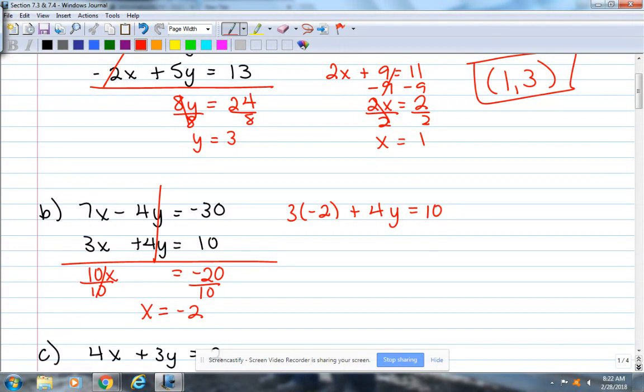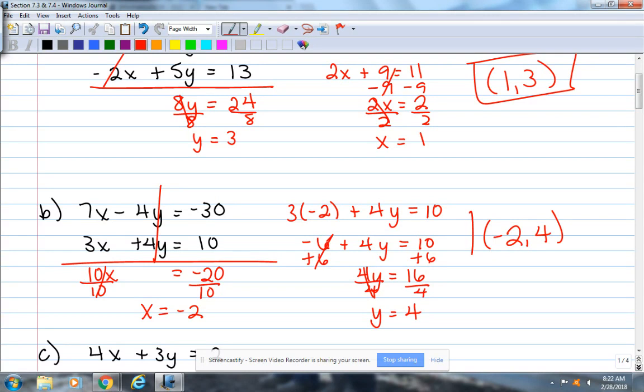And what is 3 times negative 2? Plus 4y equals 10. And then I'm going to do what? Add the 6 to each side. So 4y equals 16. And then what do I do? Divide by 4 and y equals. And what's my ordered pair? Negative 2, 4. Don't forget to write the ordered pair because that's like not answering the problem. If I were to graph these lines, where would they cross at? Yeah, it's the same. We're talking about the same thing here, just doing it in a different way.